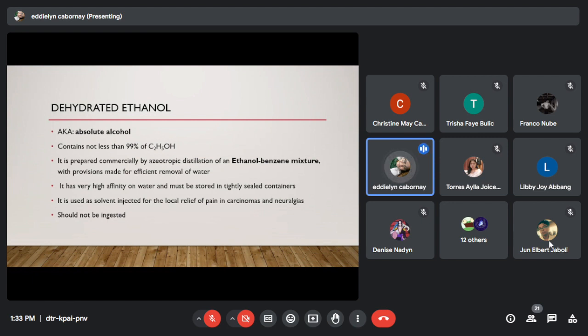So it is used as a solvent, injected for the local relief of pain in carcinomas and neuralgias, and it should not be ingested. It's because there is always some benzene remaining from the azeotropic distillation that cannot be removed. Okay, so that's why it is not safe if it will be ingested.